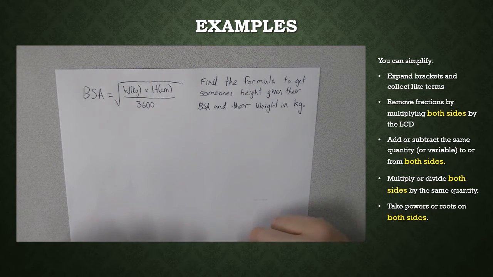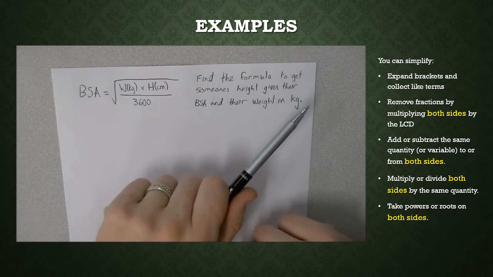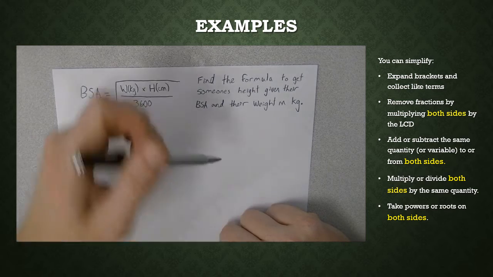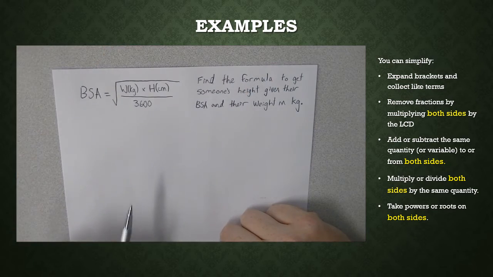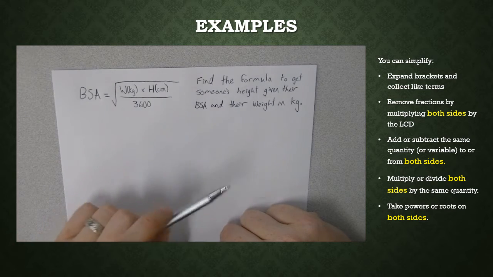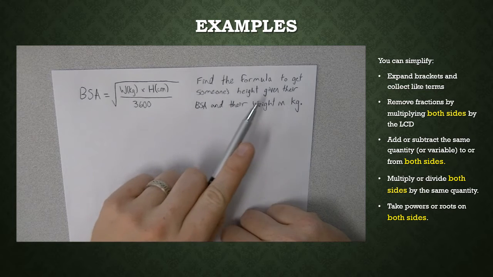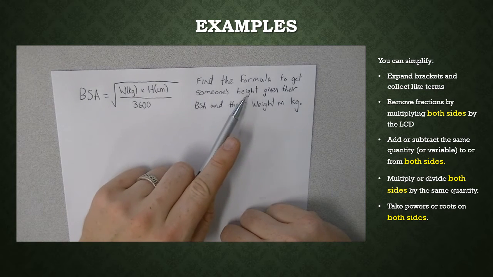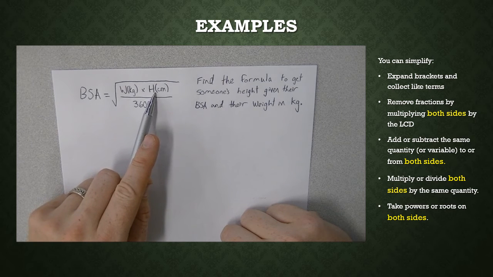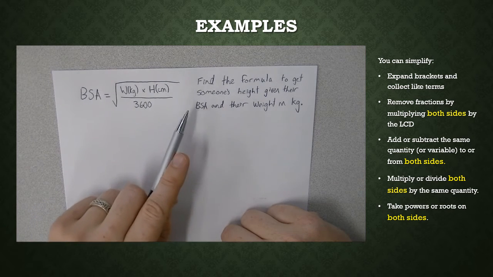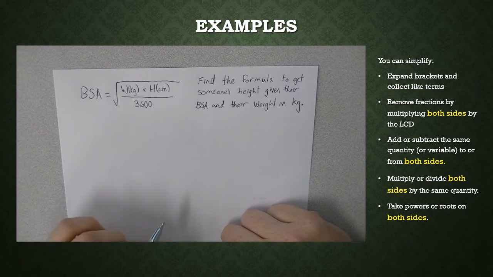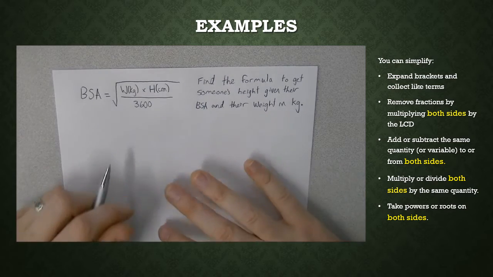Now this question says, find the formula to get someone's height given their body surface area and their weight in kilograms. So we want to get someone's height. I want to isolate for the height, and then body surface area and weight will be on the other side of the equation. So if I had those two, it would give me the height.